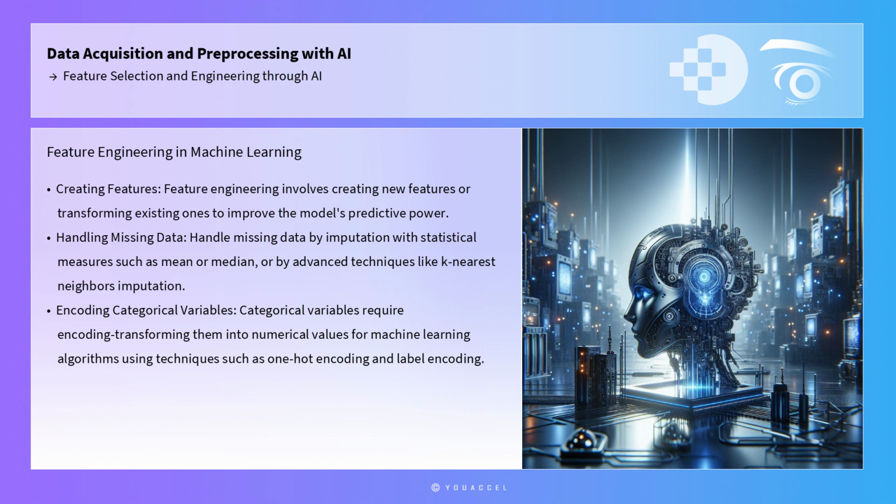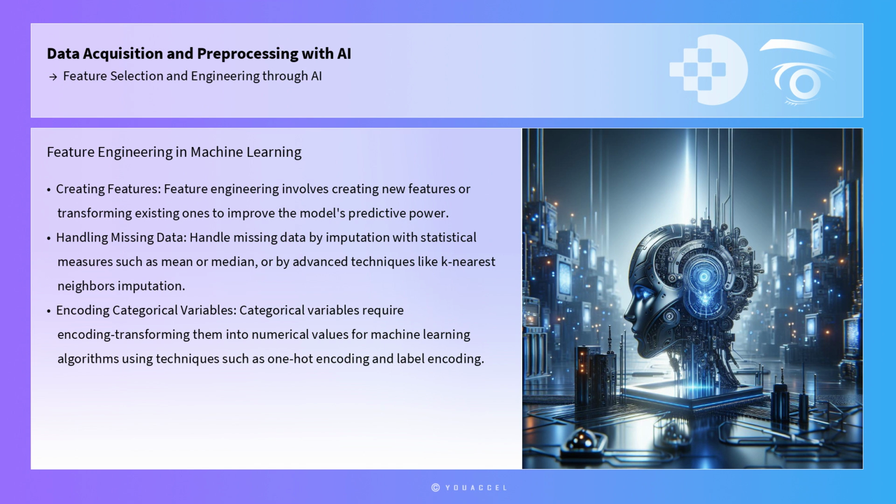Feature engineering, on the other hand, involves creating new features or transforming existing ones to improve the model's predictive power. One common practice is to handle missing data, either by imputation with statistical measures such as mean or median, or by employing advanced techniques like k-nearest neighbors imputation. Scikit-learn provides an imputer class that facilitates these tasks efficiently.